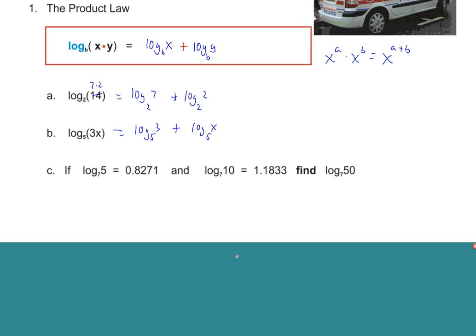So in this third one, now they gave you values, and they said the log of 10 in base 7 is 1.1833, and the log of 5 in base 7 is 0.8271. Find the log of 50 in base 7. So if you use the property, hopefully you're thinking, okay, this is the log of 5 in base 7 plus the log of 10 in base 7. Right? 50 is 5 times 10.